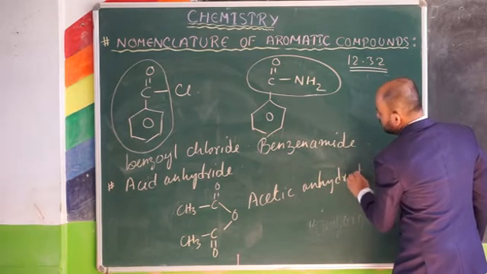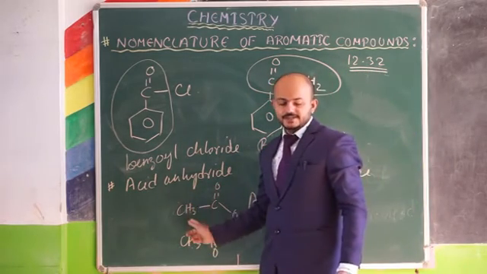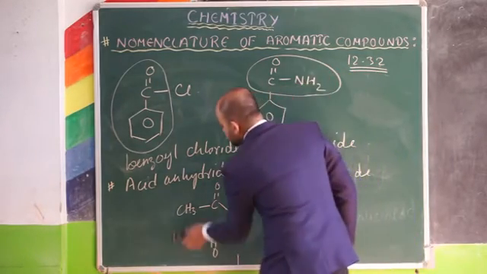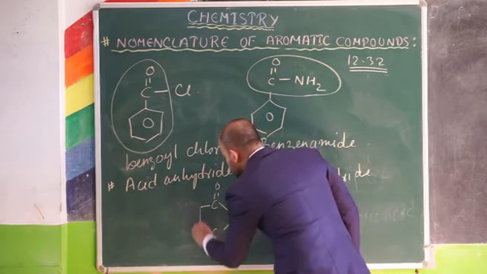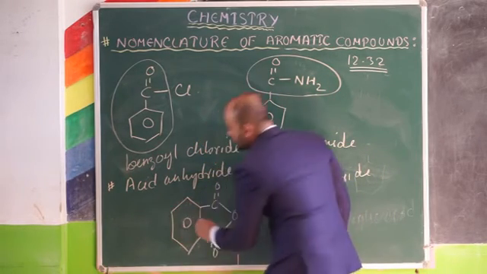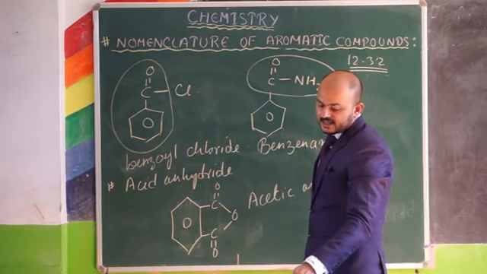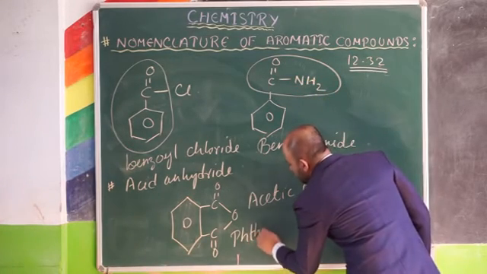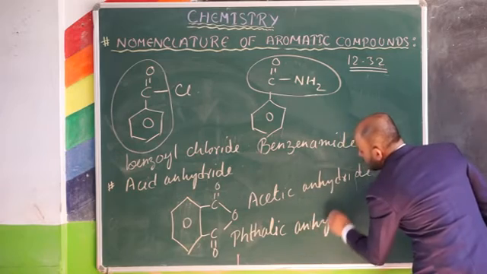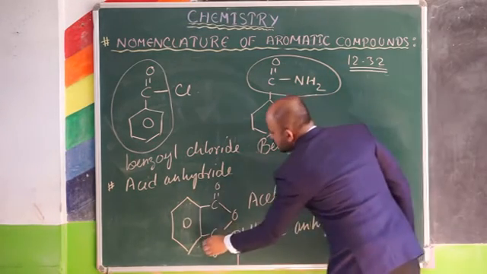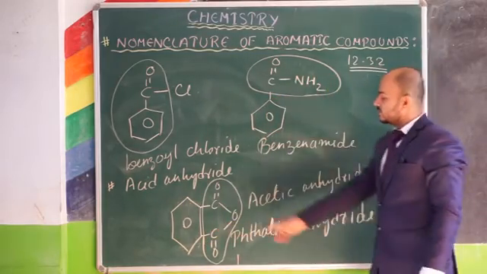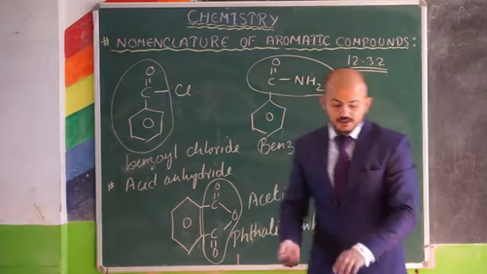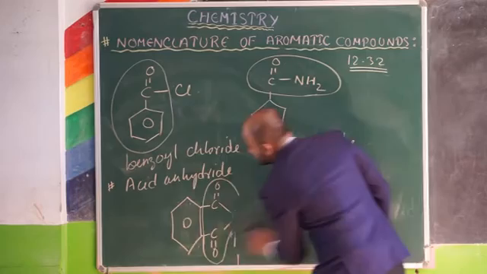Now instead of this CH3, if it is attached to a benzene ring, then the name of that compound would be different. Suppose instead of this, it is attached with a benzene ring, then the name of this compound is phthalic anhydride. We have to remember that this portion is the anhydride part. Okay, so we have discussed different compounds. Similarly, let's discuss more of these aromatic compounds.